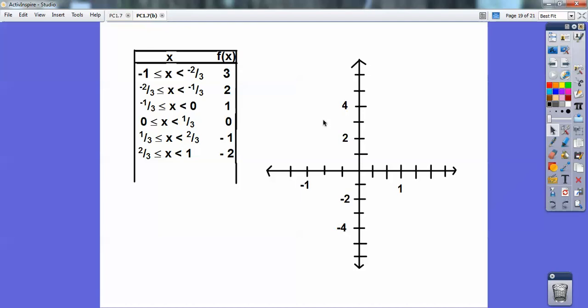And then it's going to go to 2 right here from negative 2/3 to negative 1/3, so closed at negative 2/3, open at negative 1/3. And then it's going to jump down to 1 from negative 1/3 to 0, closed, open. Then it's going to jump to 0 from 0 to 1/3, closed, open, and so on. So there would be that graph right there.